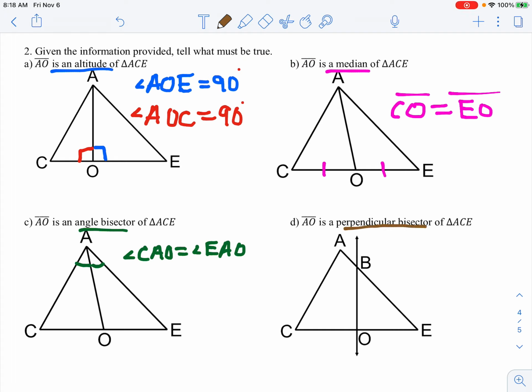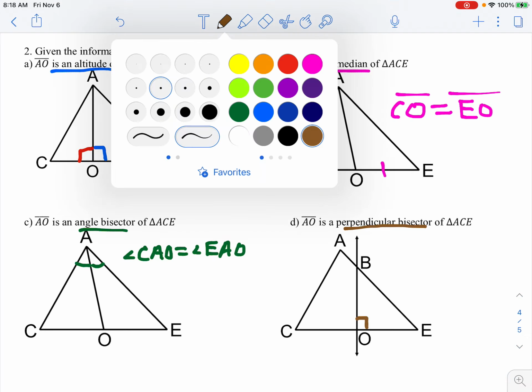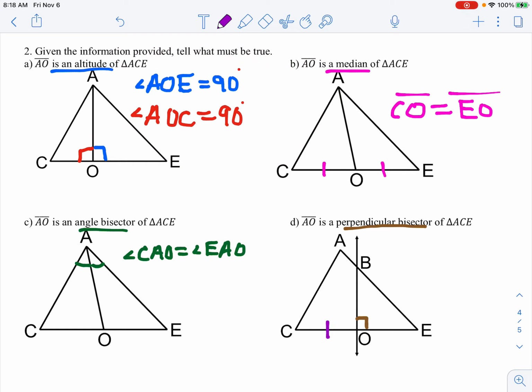The last one is a perpendicular bisector. So remember, it's going to do two things to our picture. It's going to form 90-degree angles where it touches, and it's also going to hit at the midpoint and form two congruent parts. So we know a couple things from this picture. CO has to be equal to EO because it hit at the midpoint. We also know that those angles equal 90 by angle O, so I'm going to use three letters.